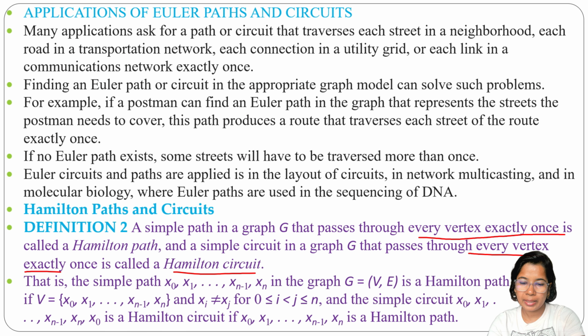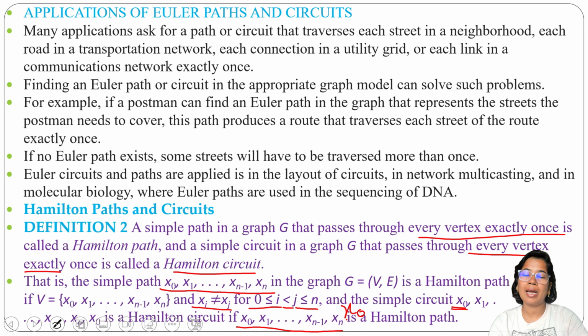So a simple path x0, x1 till xn in the graph G = (V, E) is a Hamilton path if x0 till xn are all the vertices and xi is not equal to xj, for 0 ≤ i < j ≤ n. And in case of a simple circuit, the starting and end vertex are the same. Suppose it starts from x0, then it should end with x0. It is a Hamilton circuit if x0 to xn is a Hamilton path and at the end we add x0.